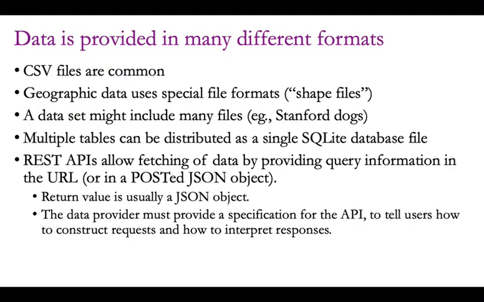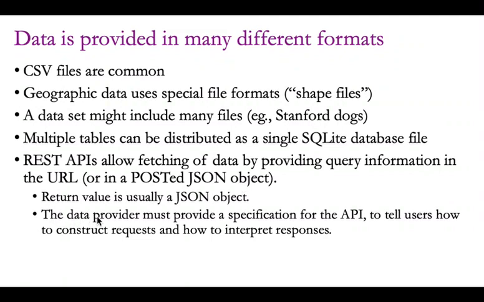Anyway, apart from just files, you also can use REST APIs to fetch data, and you provide information. You provide the query in the URL, by changing the aspects of the URL, and then also potentially by posting a JSON object. And the return value, in other words, the text the server gives back to you, is usually a JSON object, and you can interpret that to see the data that you got back. But it's not like SQL where there's a standard format for what the queries look like and the responses are always tables.